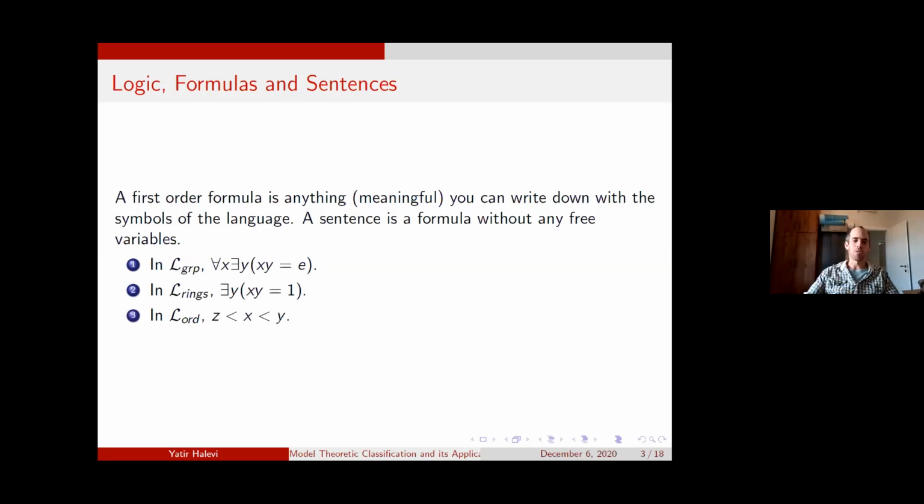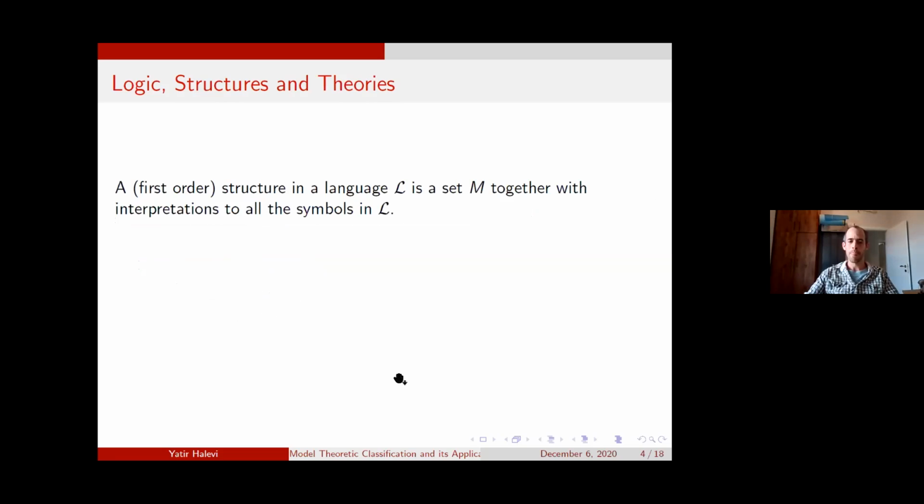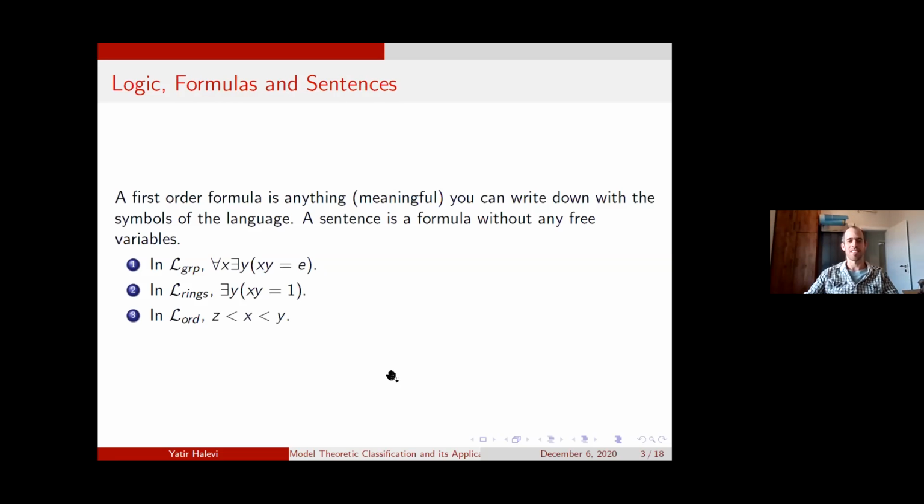You can say in the language of orders, z is less than x, less than y. Now you have three variables. These are the examples here.